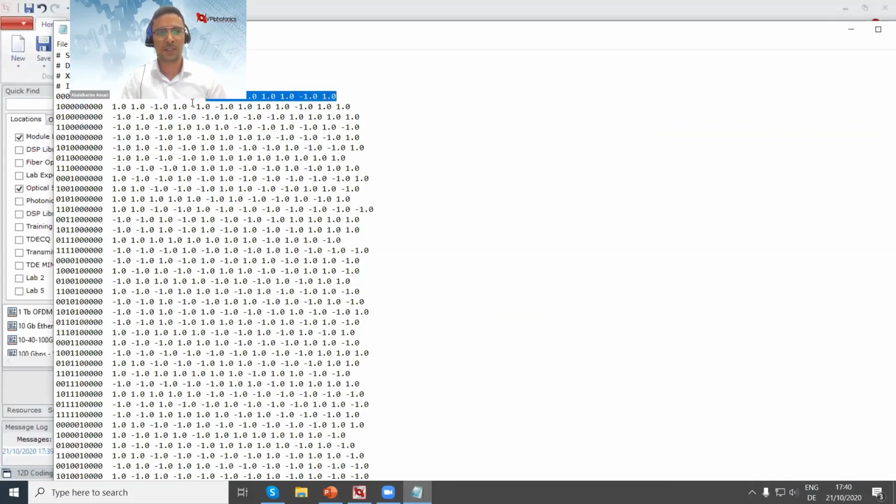These are 12-dimension symbols. So we have first I and Q for polarization X, I and Q for polarization Y. This is for the first mode. Then we have the second mode and third mode. So these 12 dimensions correspond to one symbol.